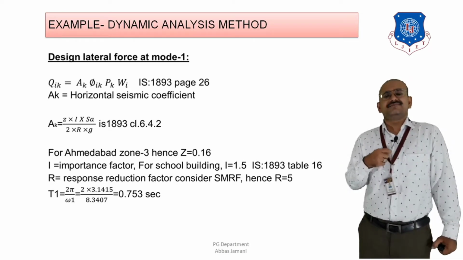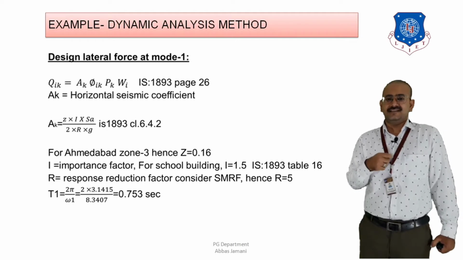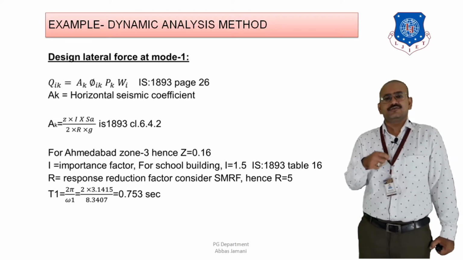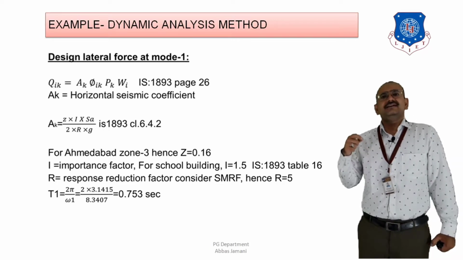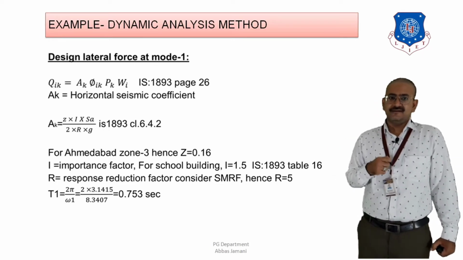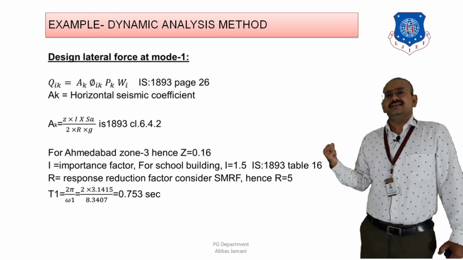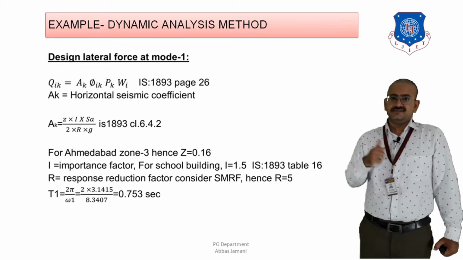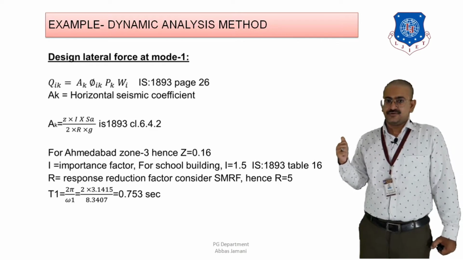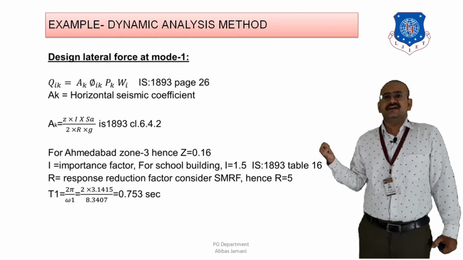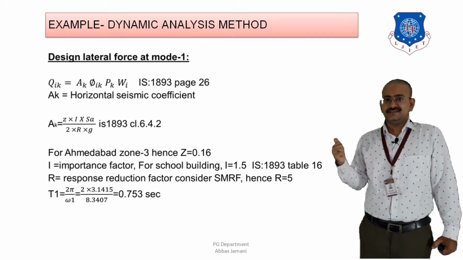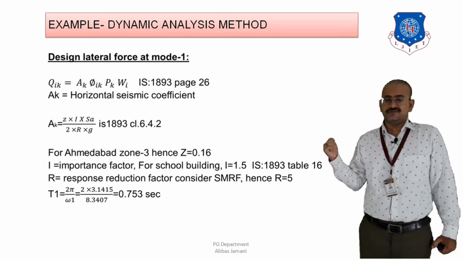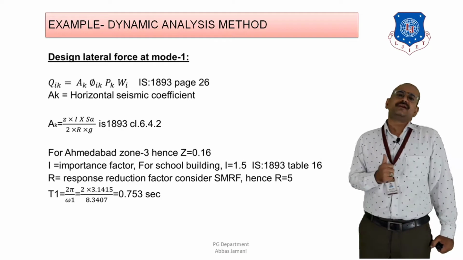Then second is phi ik, that we have already seen in the last class, that is the mode shape coefficient corresponding to each floor, that is i floor at each mode, that is k mode, right? Then Pk is the modal mass participation factor corresponding to each mode, that we have already calculated in step number 2, and Wi is the seismic weight of each floor i, that is the seismic weight that is going to be available to us through the data that is given to us, W1, W2 and W3, right?